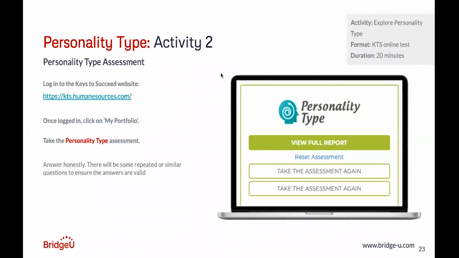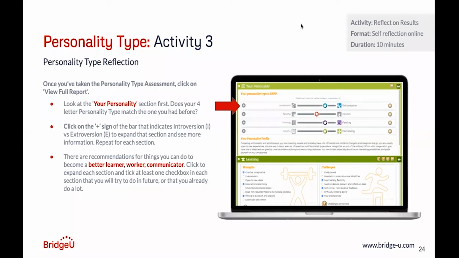It's time to take the personality type assessment now. Pause this video while you take the assessment. Once you've taken the personality type assessment, click on View Full Report. Here you can look at your personality. How do the 4 letters and where you sit on each scale reflect the activity we did at the beginning of this section of the lesson, where you rated your own personality type? Is it the same or completely different?